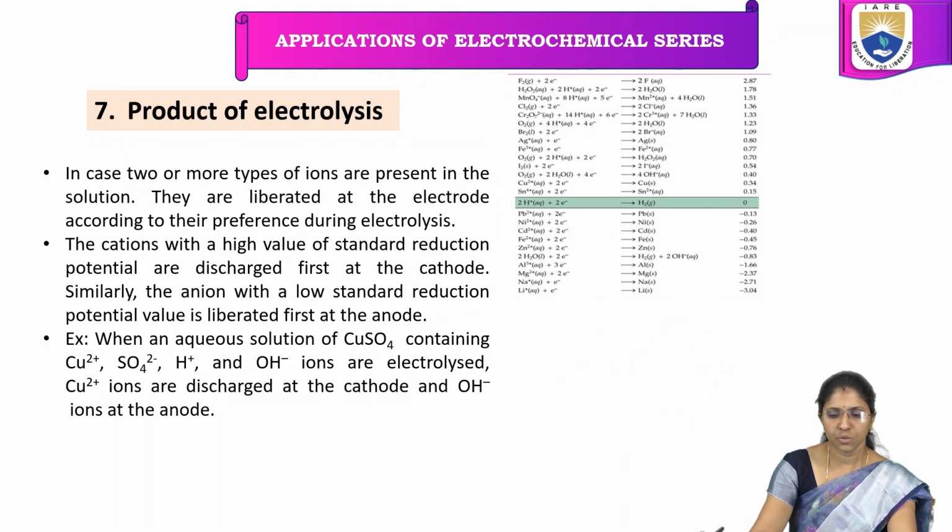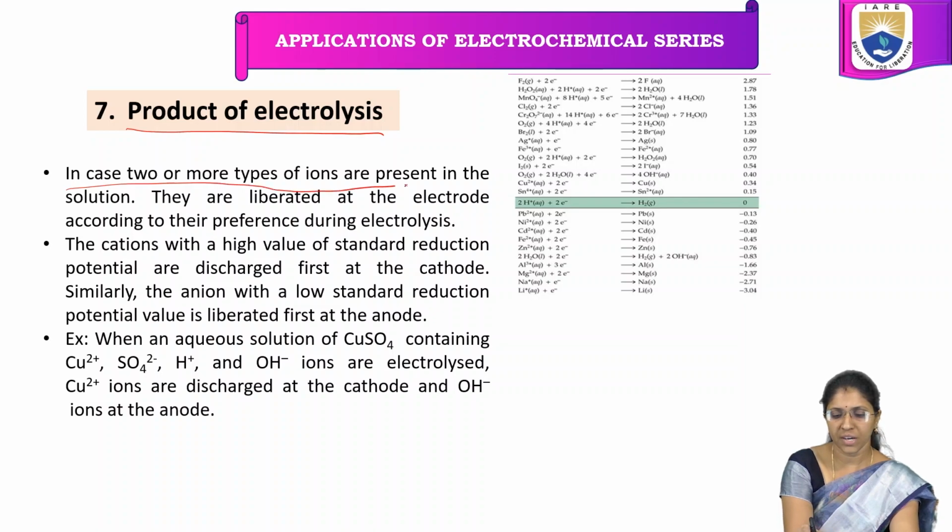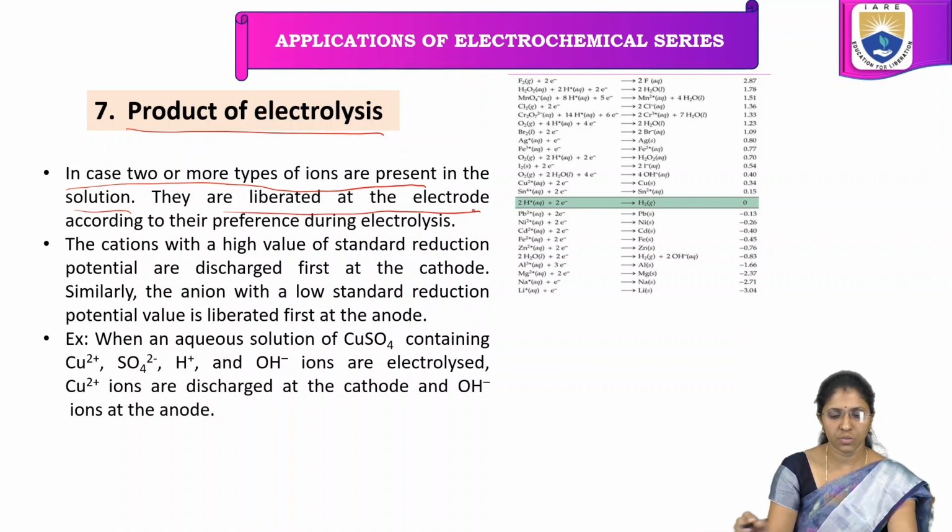The seventh application of the electrochemical series is product of electrolysis. If we choose two or more ions present in the solution, they are liberated at the electrode according to their preference during electrolysis. The cations having high value of standard reduction potential are discharged first at the cathode. The anion with low standard reduction potential value is liberated first at the anode.